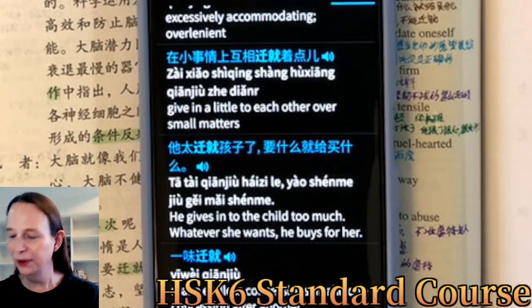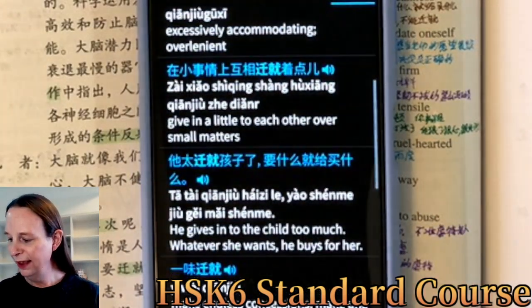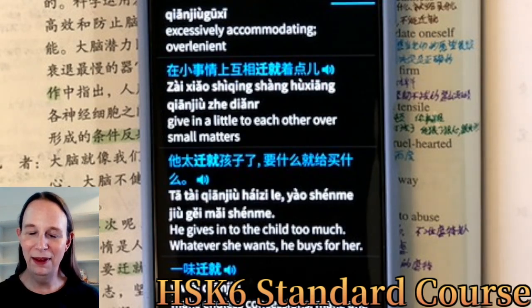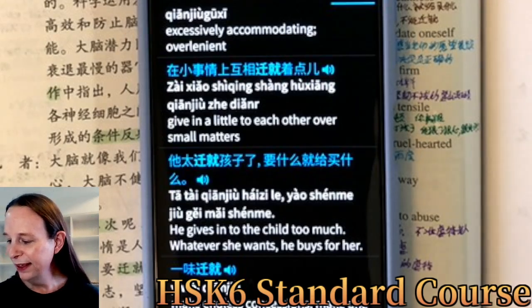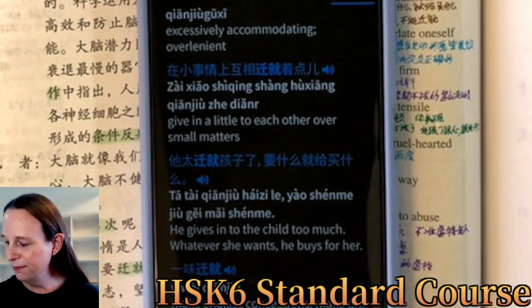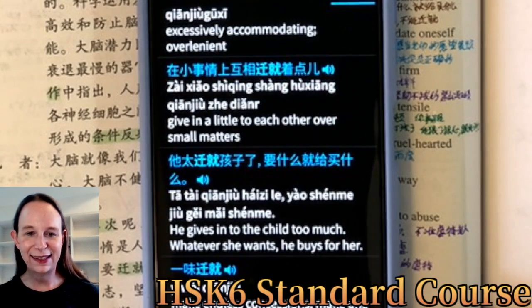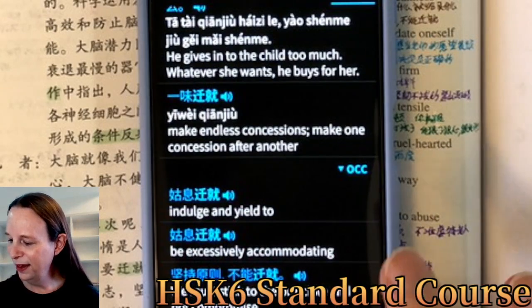他太迁就孩子了. So this is you're criticizing a parent. You're saying, yeah, he gives in too much to the child. So the child says, I want to do X, they do X, that sort of thing. I want to play Genshin Impact, and they play Genshin Impact or whatever. 他太迁就孩子了，要什么就给买什么。Yeah, this is not necessarily the best way. 一味迁就, I don't know, make one concession after another.